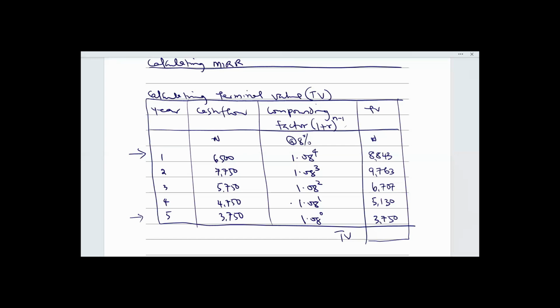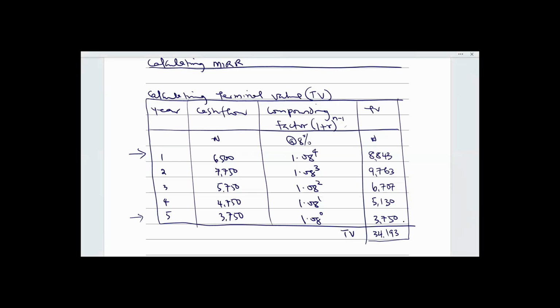So let's add up all the cash flows. Plus 3,750 plus 6,707 plus 9,763 plus 8,843 equal, that's 34,193. Okay, 34,193 is the terminal value. That's the terminal value for the positive cash flows. Now that we have the terminal value, that's the first step.